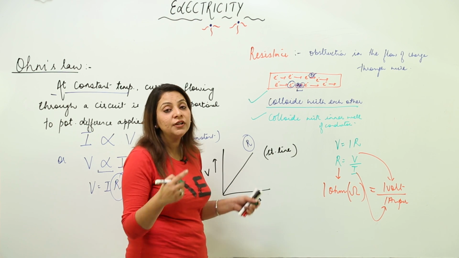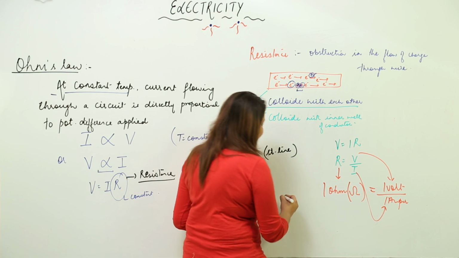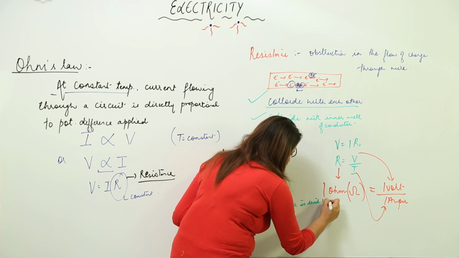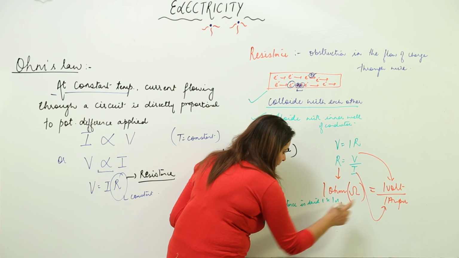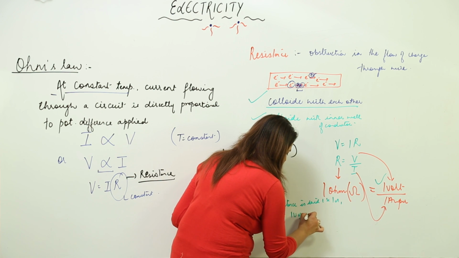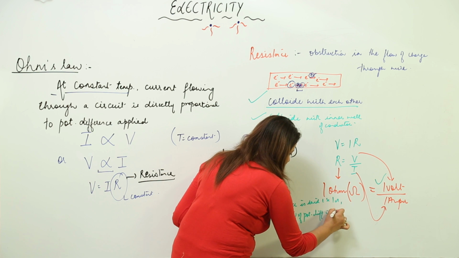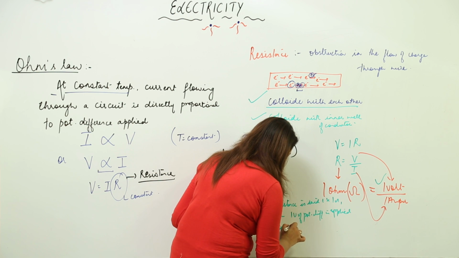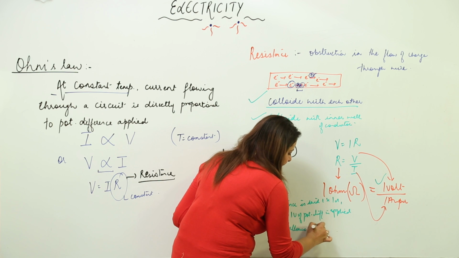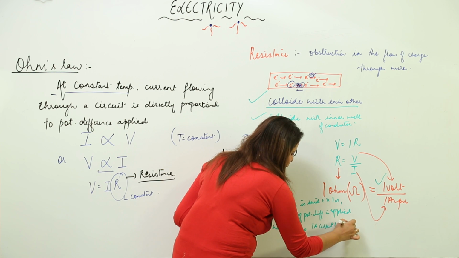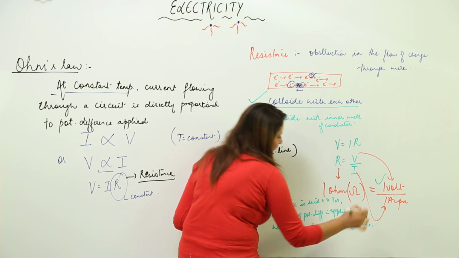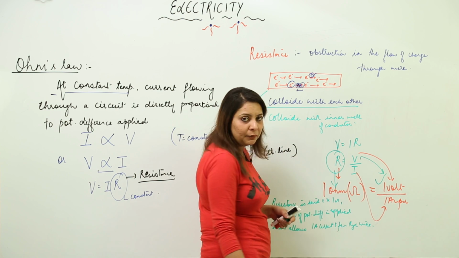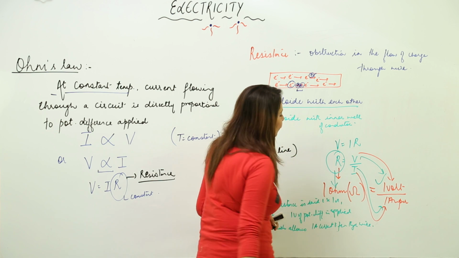Again, no need to cram; you can make a definition yourself. You write that resistance is said to be 1 ohm when 1 volt of potential difference is applied, which permits 1 ampere of current to flow through the wire. I am repeating again: resistance is said to be 1 ohm when 1 volt of potential difference is applied, which allows 1 ampere of current to flow through the wire.